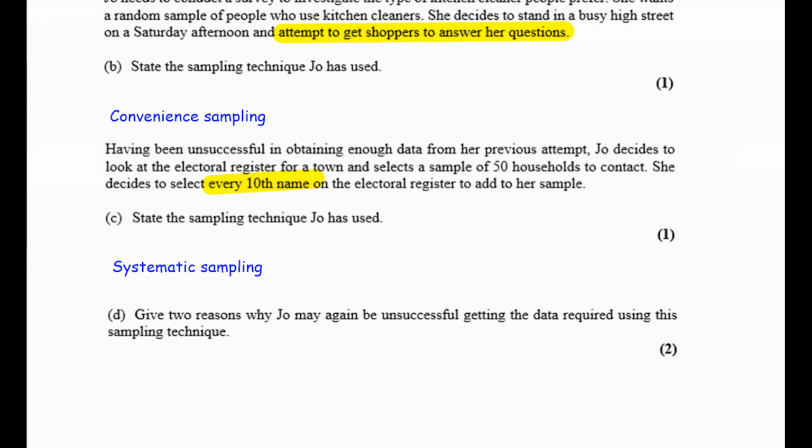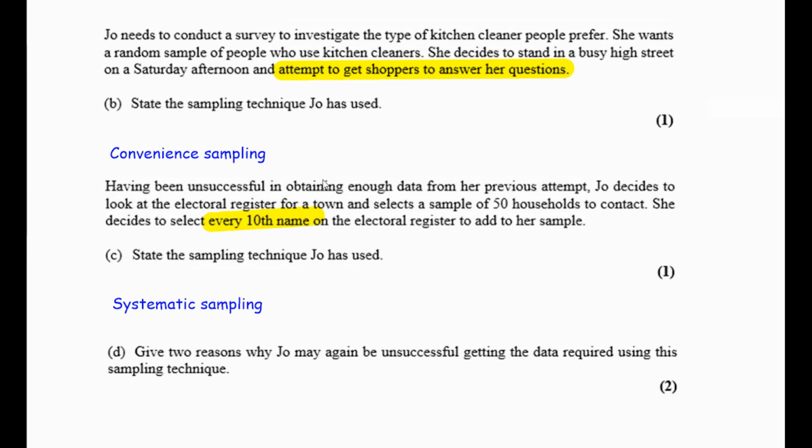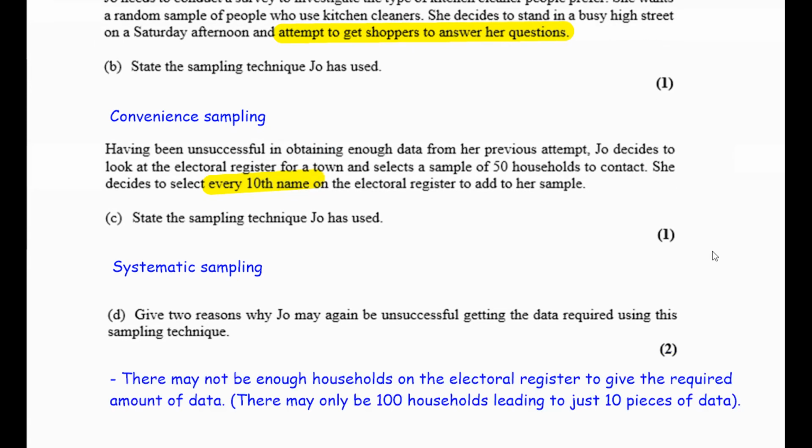And lastly, we were asked to give 2 reasons why Jo might again be unsuccessful getting the data required using this sampling technique. Okay, so one of the issues that I see here is that it does say Jo has decided to select every 10th name. Has she calculated this interval, or she's just randomly picked intervals of 10 and gone with it? This may not be the correct interval for her to get enough data for her investigation. So there may not be enough households on the electoral register in the first place to give the required amount of data. So there may just be 100 households, and if she's chosen an interval of every 10th name, then she may only just get 10 pieces of data.